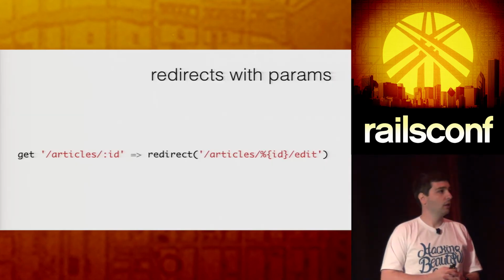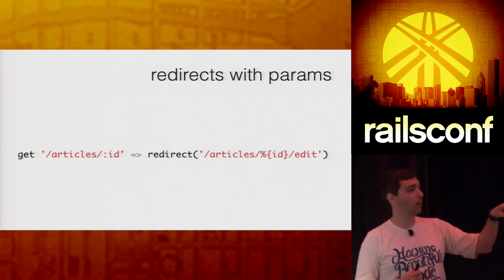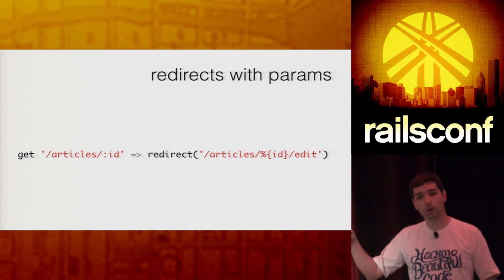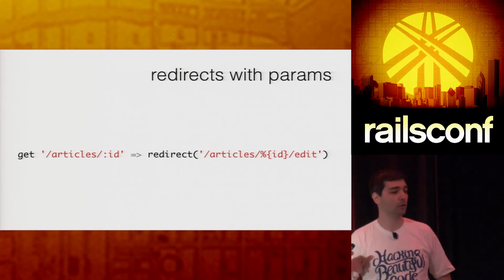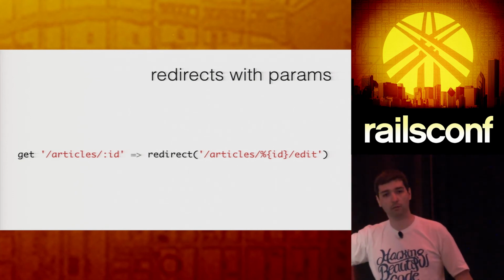Cool. Action Controller. So this was one of the pull request examples. When you have a route that has a parameter like id, you can redirect to another route and pass an interpolated value. So Rails knows that this parameter here is related to that value to be interpolated.